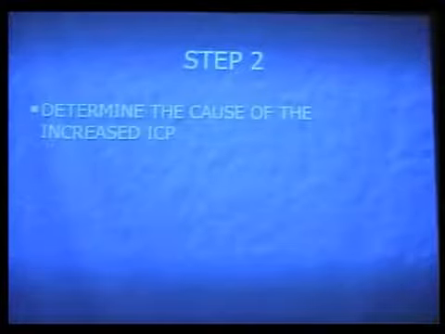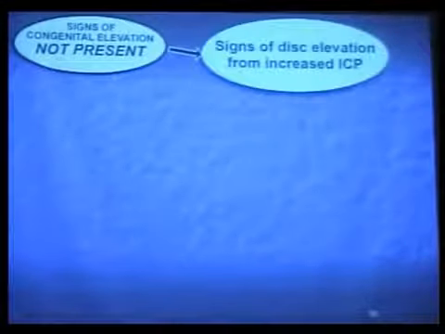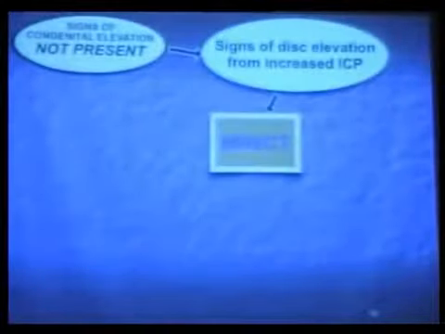Step two, if it's not a congenitally anomalous disc or pseudopapilledema, what is the cause of the increased intracranial pressure or papilledema? So you have signs of congenital anomalous discs not present. So now you want to look for what are the signs that papilledema is present and that the swollen disc that's acquired is due to increased intracranial pressure.